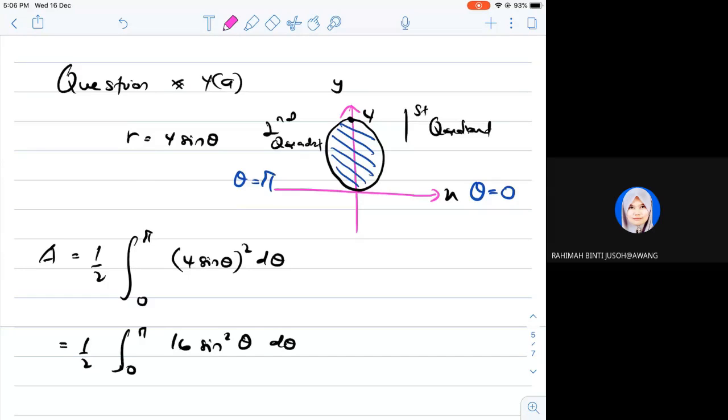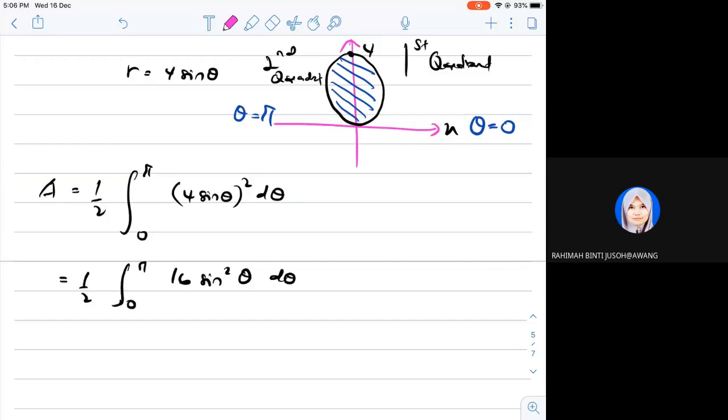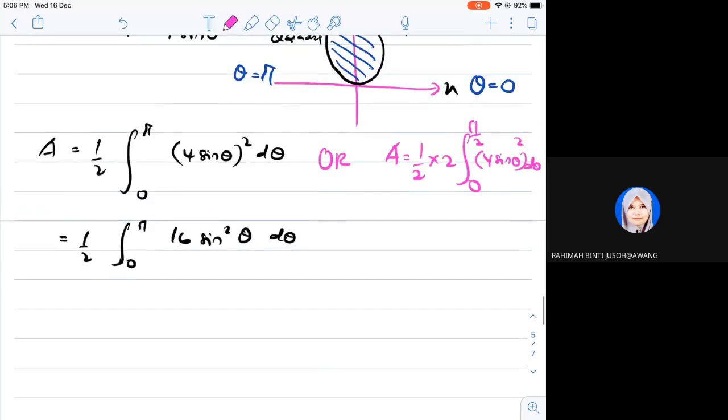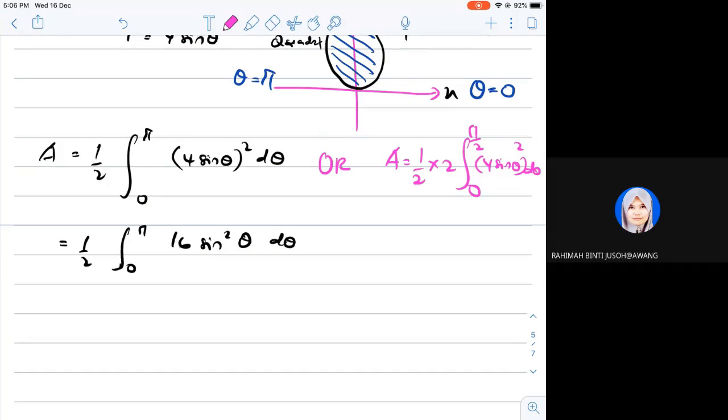Okay, that's a good question. Also, you can consider a half, so you will have 1 over 2 times 2 from 0 until pi over 2. So 4 sine theta squared d theta, like that. Okay, just the same. All right, so let us proceed.